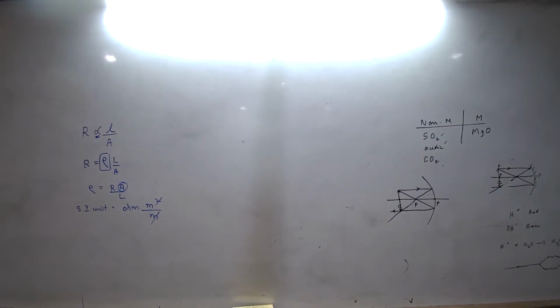Left hand and right hand. Thumb rule is right hand. Right hand thumb rule. Fleming's rule is left hand. Fleming's is left. I told you, please remove all cards. There's a right hand Fleming rule also. Luckily, it is not there in the syllabus.